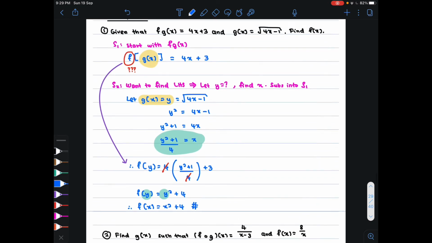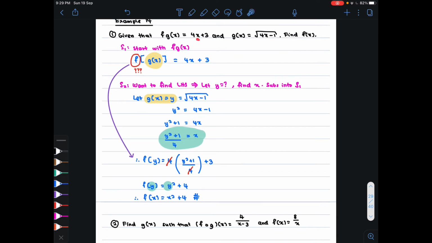So, kamu kena detect dulu. Step yang pertama sentiasa start dengan composite function. Tapi untuk step yang kedua, dia berbeza. Kamu kena tengok kat mana position function yang kamu nak cari. Okay? So, untuk yang example ni, fx yang kita nak cari, dia sekarang berada sebelah kiri, on the left hand side. So, bila kamu nak cari yang sebelah kiri, kamu wajib let y and then rearrange to find x and then substitute balik dalam S1. Okay? So, bila dapat S1, kamu substitute balik dalam S1, kamu rearrange, simplify semua, kamu akan dapat dalam bentuk fy and then tukar dia balik jadi fx.